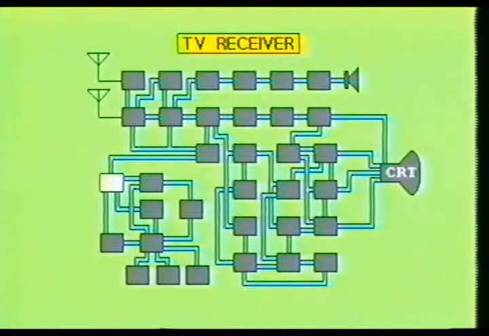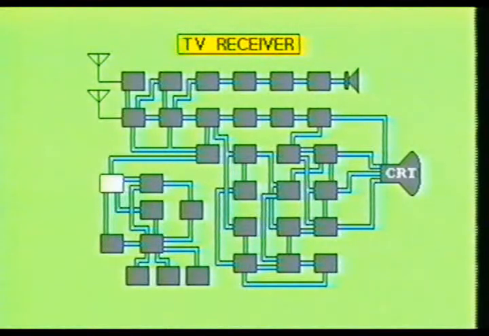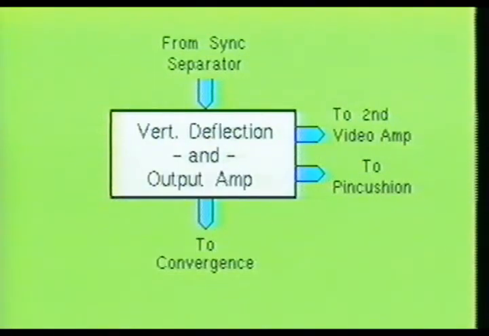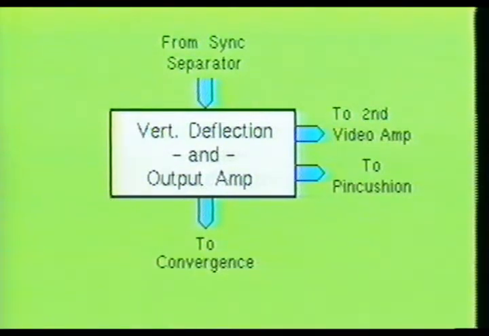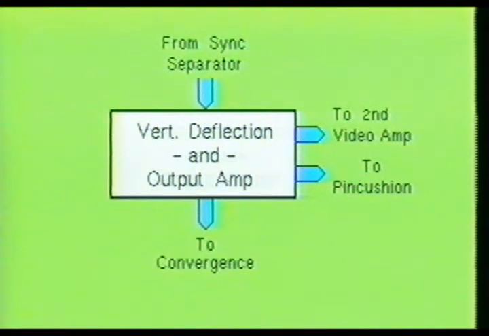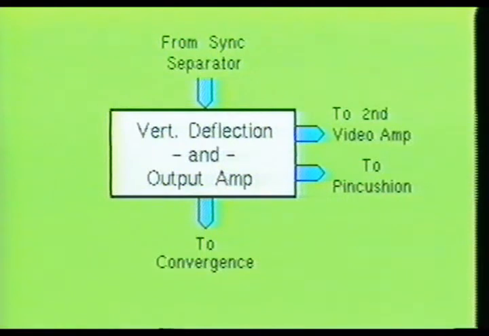In this portion of the video, you will examine the stages necessary for proper horizontal and vertical synchronization of the luminance signal when it produces an image on the television receiver screen. We will begin with the stage responsible for the vertical synchronization of the video image. Here you see the vertical deflection and output amplifier stage. This stage performs 2 primary functions. First, it generates a sawtooth waveform and provides sufficient power to drive the vertical deflection yoke. Second, it provides retrace blanking pulses, timing pulses for the convergence stage, and timing pulses for the pincushion stage.